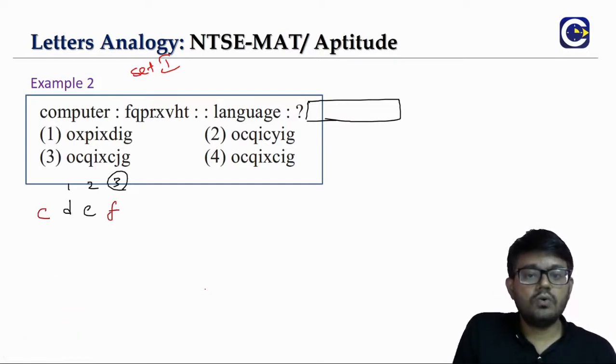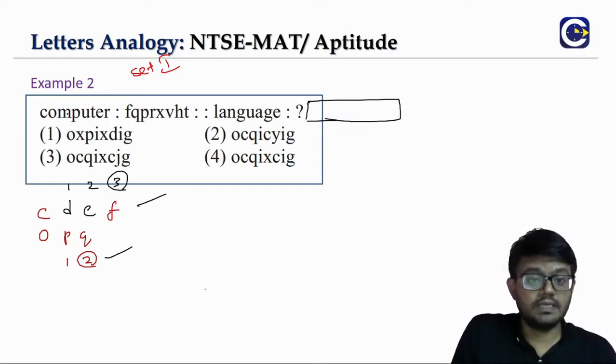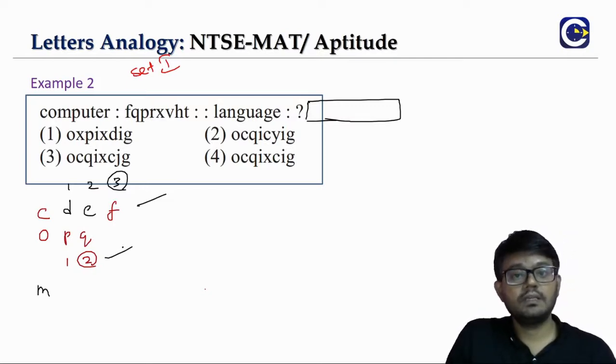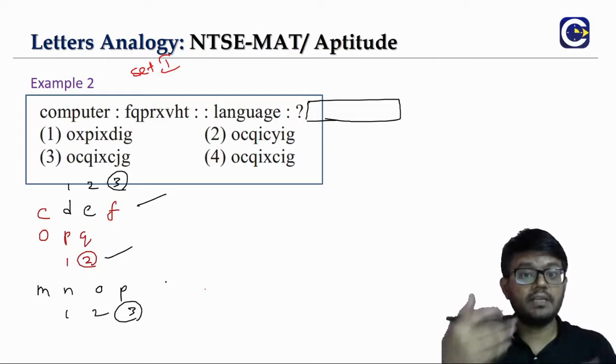Then O is matched to Q. O, P, Q means what? 1 and 2. It's not the same order. For C, the correlating letter is the third one. For O, the correlating letter is only the second one. We have to see what will happen to the next. M. For M, what is the P? M, N, O, P means 1, 2, 3. Okay. So we'll have to check if it is repeating like 3, 2, 3, 2 like that.